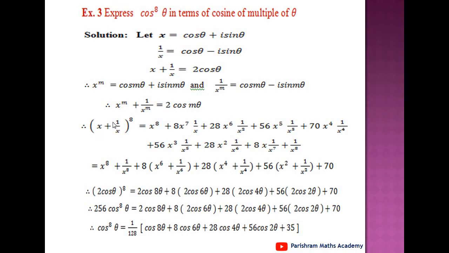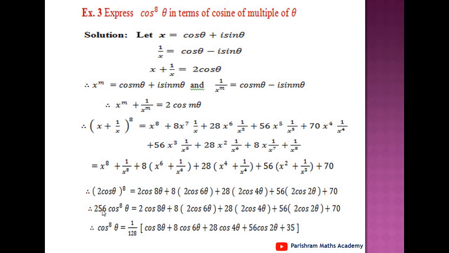On the left hand side, x plus 1 upon x is nothing but 2 cos of theta, and therefore 2 cos of theta, bracket raised to 8. Now 2 raised to 8 is 256 into cos raised to 8 theta. Right hand side is 2 cos of 8 theta plus 8 into 2 cos of 6 theta plus 28 into 2 cos of 4 theta plus 56 into 2 cos of 2 theta plus 70.